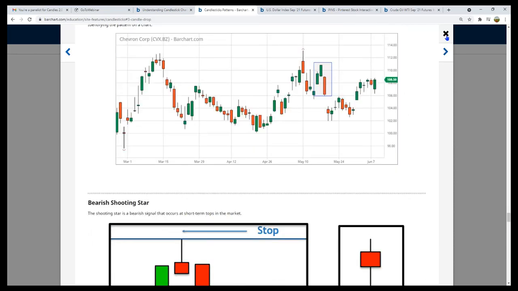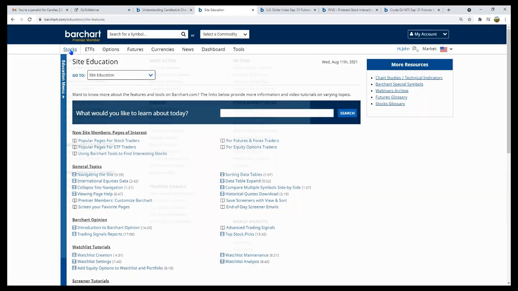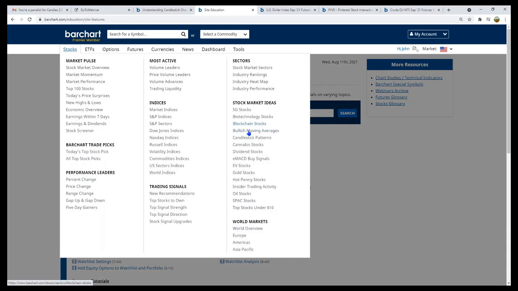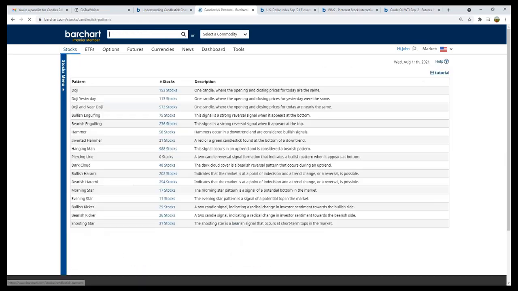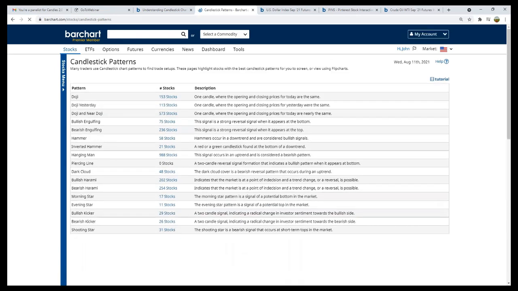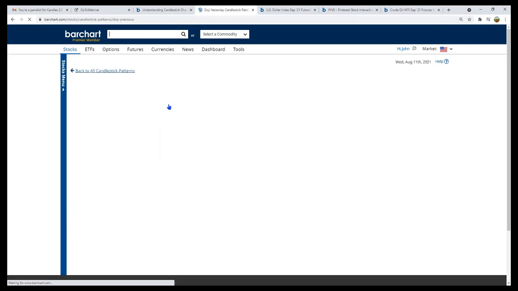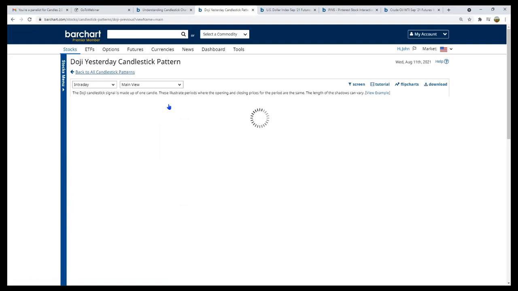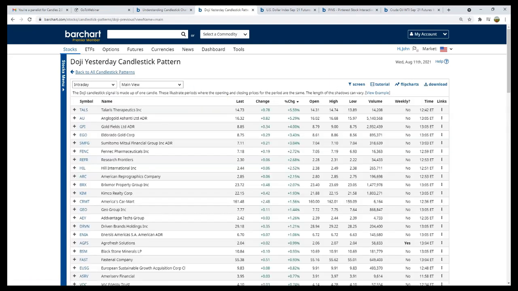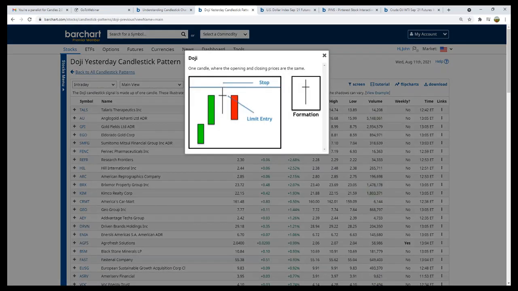Now, if I go back to my main site, if I go into stocks under the candlestick pattern page, we also have all those patterns that we talked about in that past webinar. And what you can do is you can click on the stocks that are exhibiting that pattern for today, and you'll get a little description up here on top, but also you will get to view that example. And that example is one of the files that is inside of that larger file that we have as a reference.